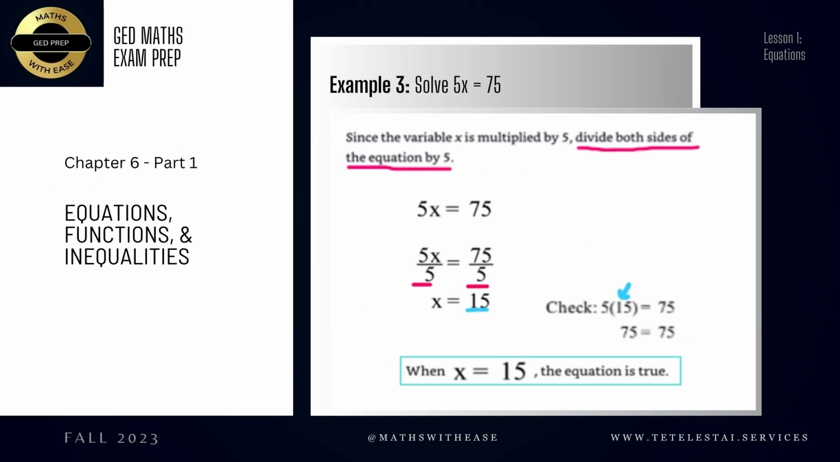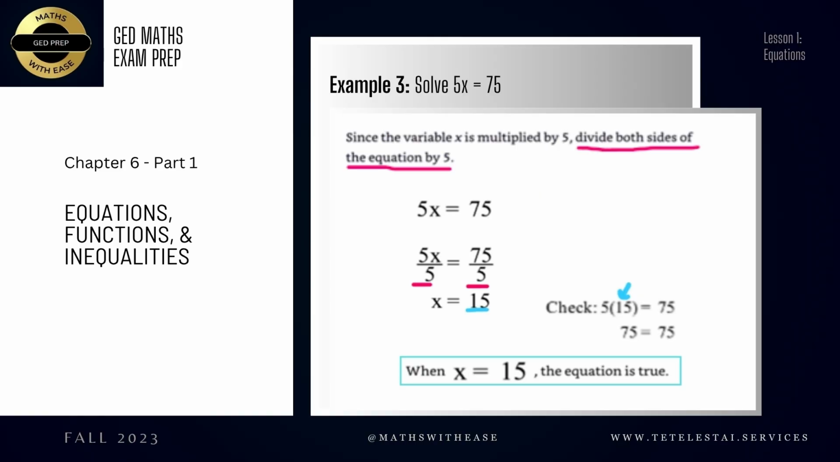In example 3, we're being asked to solve 5x equals 75. Since the variable x is being multiplied by 5, we're going to divide both sides by 5. So 5 divided by 5 on the left-hand side leaves us with x. 75 divided by 5 is 15.